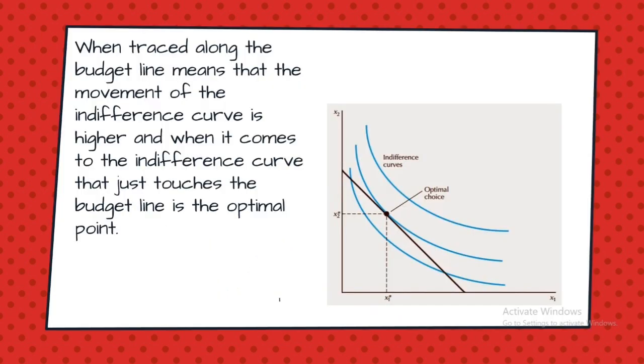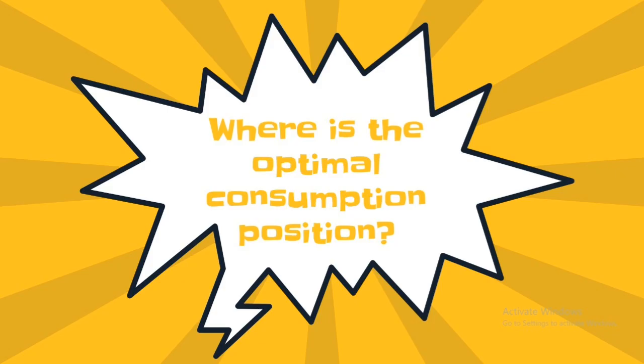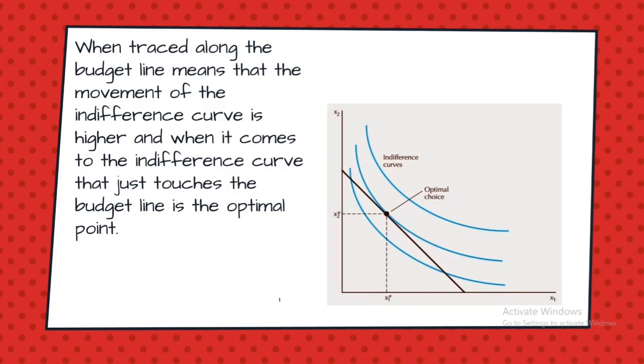Optimal choices. When traced along the budget line, the movement to a higher indifference curve continues until the indifference curve just touches the budget line, which is the optimal point. In this figure, the bundle of goods associated with the highest indifference curve that only touches the budget line is labeled X1, X2. So where is the optimal consumption position? The optimal consumption position is where the indifference curve is tangent to the budget line. This means X1, X2 is the optimal choice for consumers. Very nice. So bundle X1, X2 is the best bundle that consumers can afford.